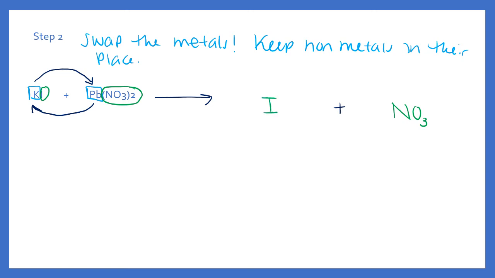And now we're just going to change the positions of the K and the Pb. So the K is going to move and sit with the NO3, and the Pb is going to swap out and sit with the I. Okay, good. So we have determined metals and nonmetals, we have swapped the metals. Now let's move on to step 3.